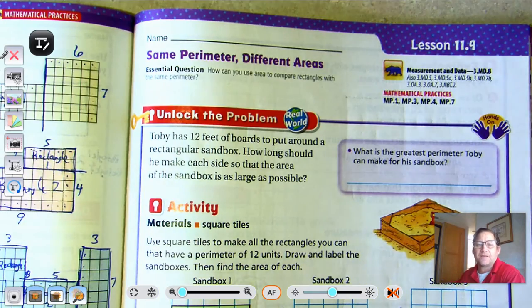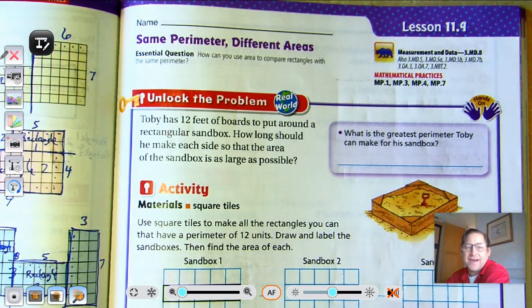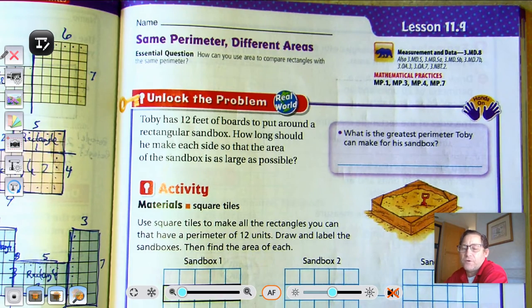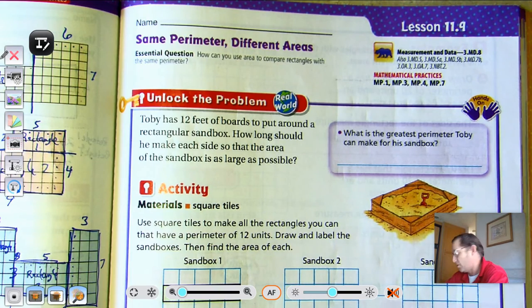Hello, everybody. In today's lesson 11.9, our topic is same perimeter, different areas. The essential question: how can you use area to compare rectangles with the same perimeter? All right, we're on page 487 of the third grade textbook.